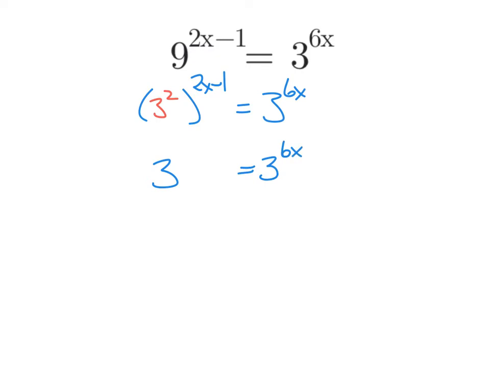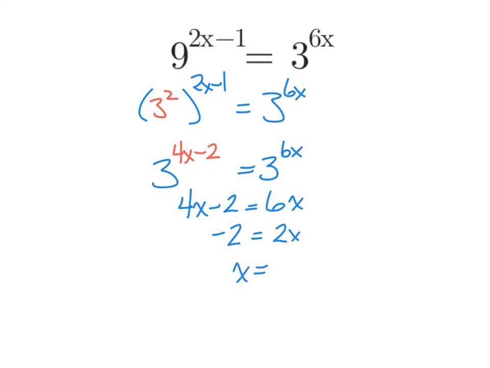But our new power on the left, when we go power to a power, we multiply them together. So 2 times the quantity 2x minus 1 is 4x minus 2. Now our bases are the same, so those powers have to be the same. And we solve like normal. Subtract 4x and divide by 2, and we'll get x is equal to negative 1.